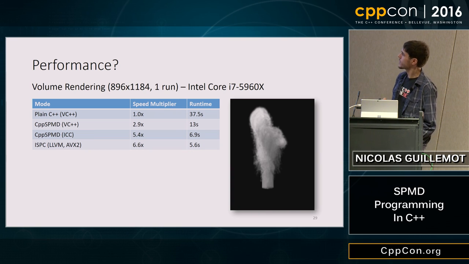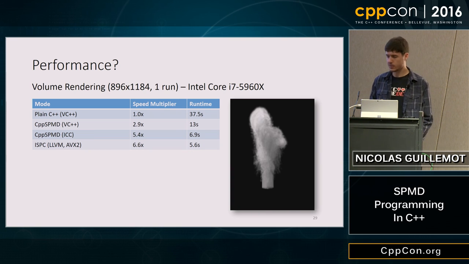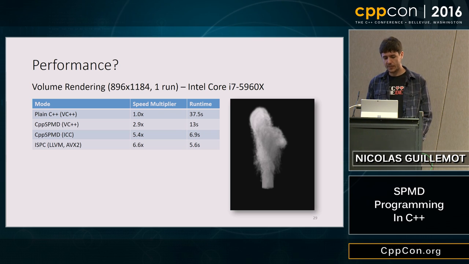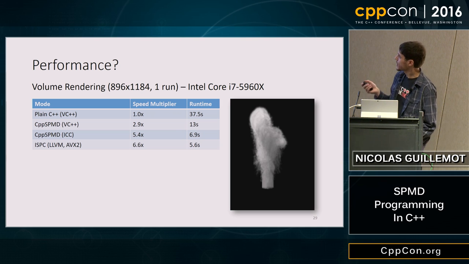This one is a volume rendering example where it takes a point cloud and renders it as a nice looking stream of, I don't know, smoke. I didn't have time to hand optimize this one, so I kind of just admitted defeat. Still, the regular old C++ code is pretty slow, and just porting it to CppSPMD got a huge speedup on both Visual C++ and the Intel compiler. Running on ISPC is still the champion, but the gap is not so far compared to the Intel compiled example.